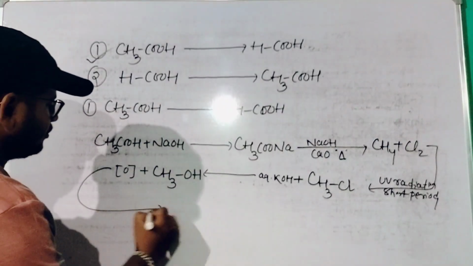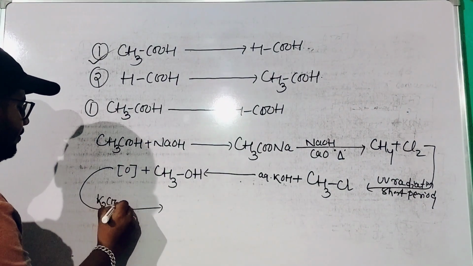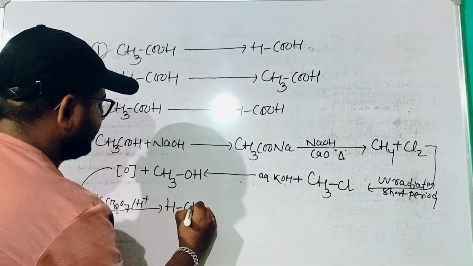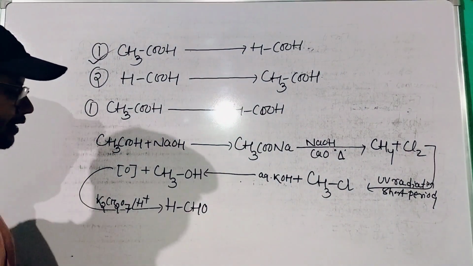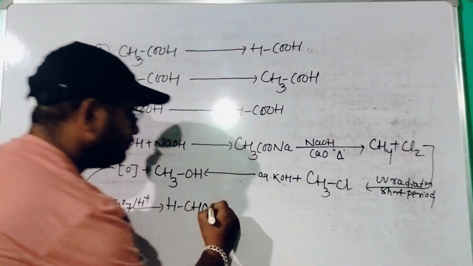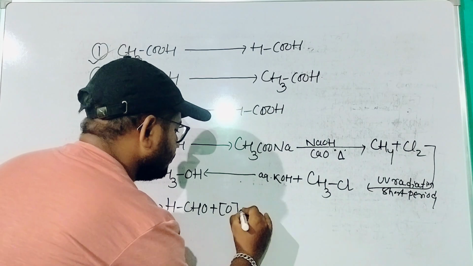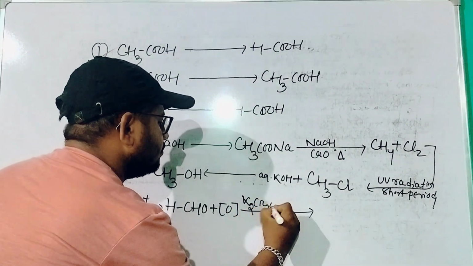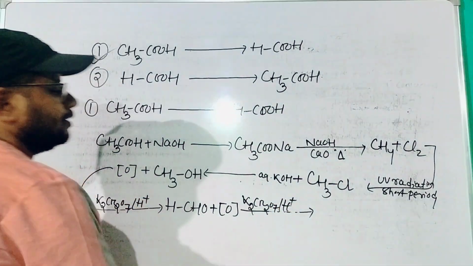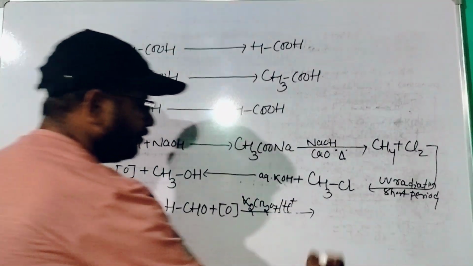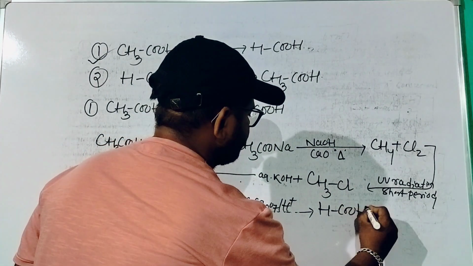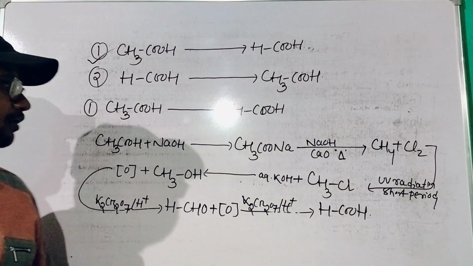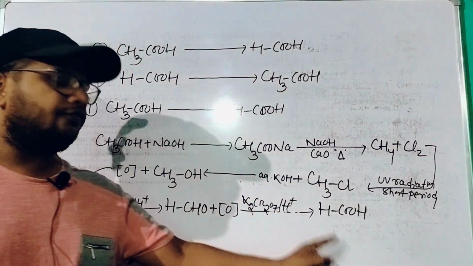oxidized in the presence of acidified potassium dichromate to get formaldehyde, and formaldehyde can be converted into formic acid by the oxidation with the same potassium dichromate in acidic medium. So finally we get formic acid. So this is the expression how you can convert acetic acid into formic acid.